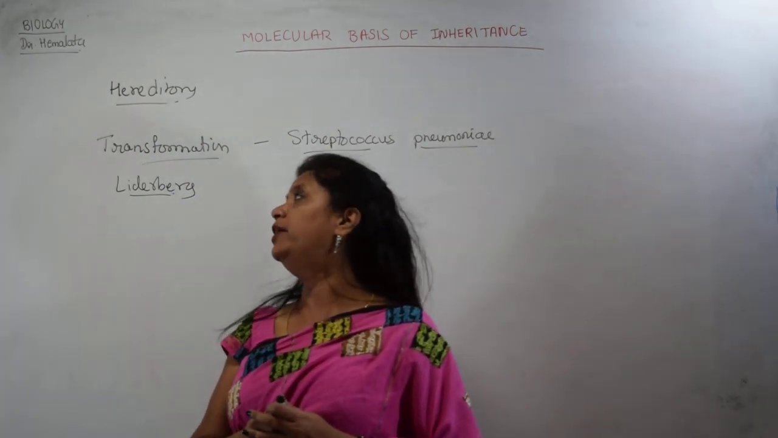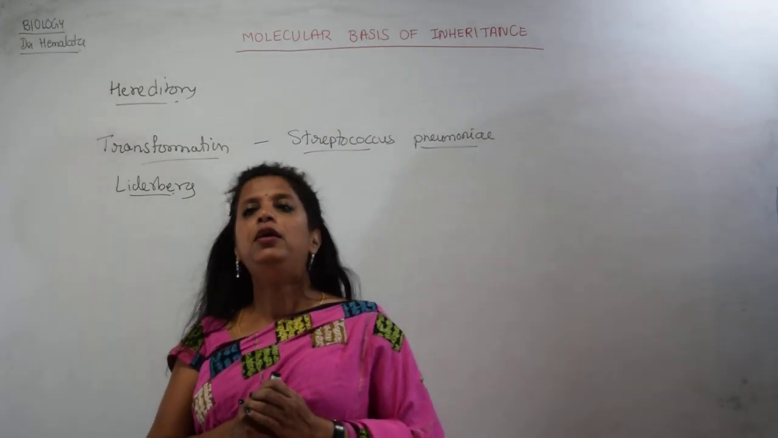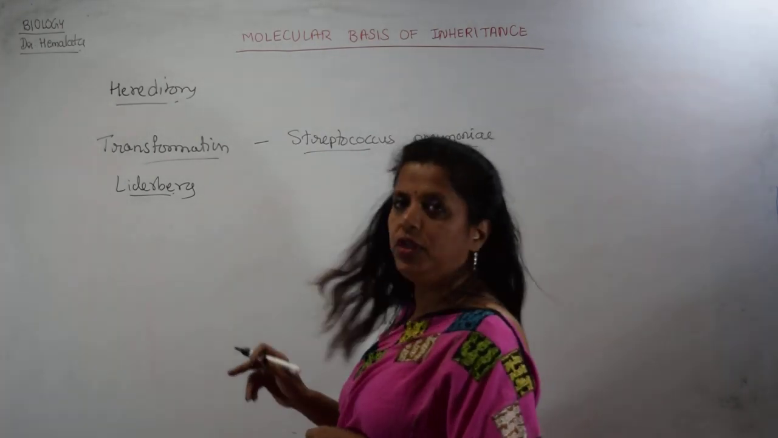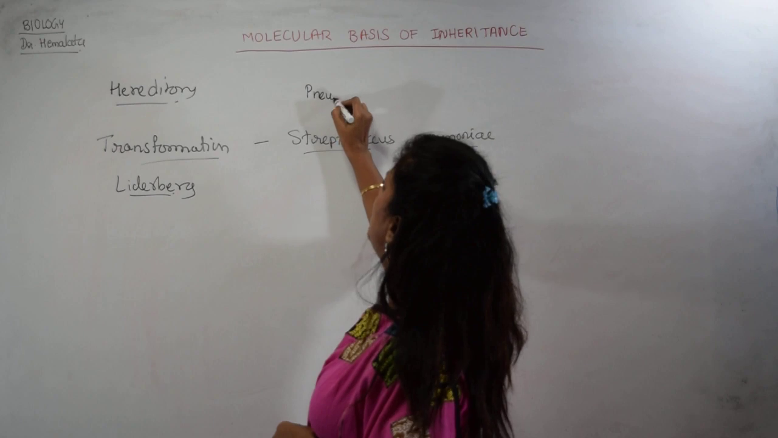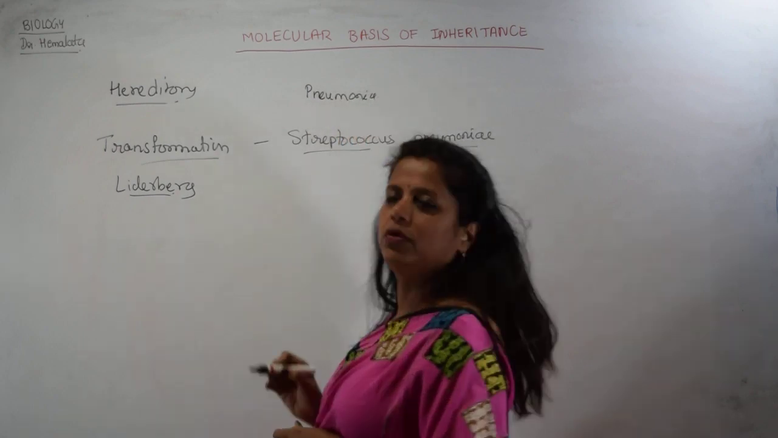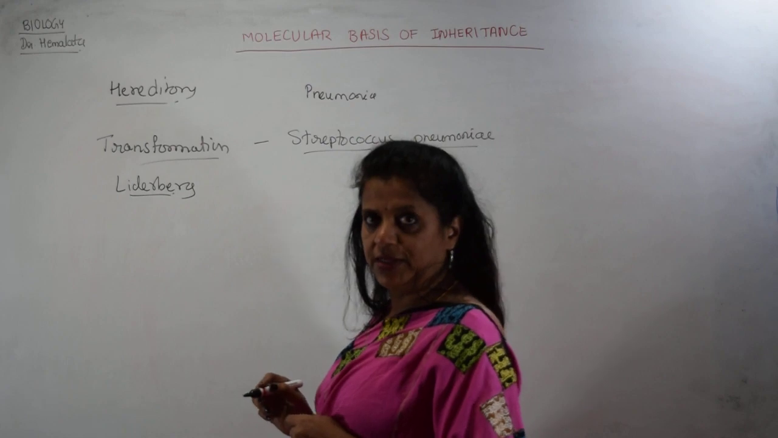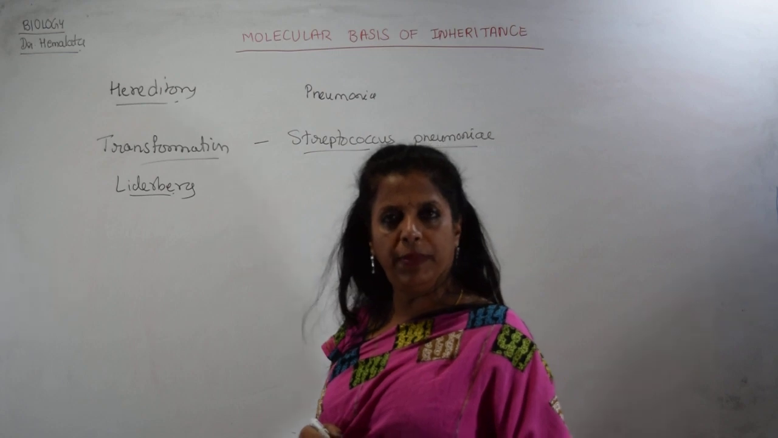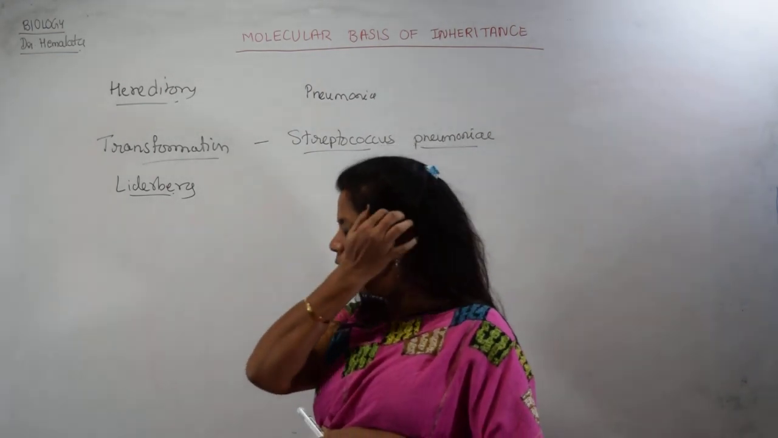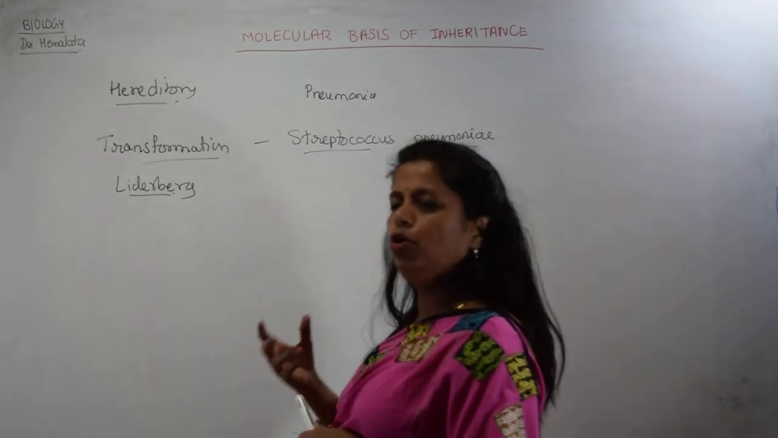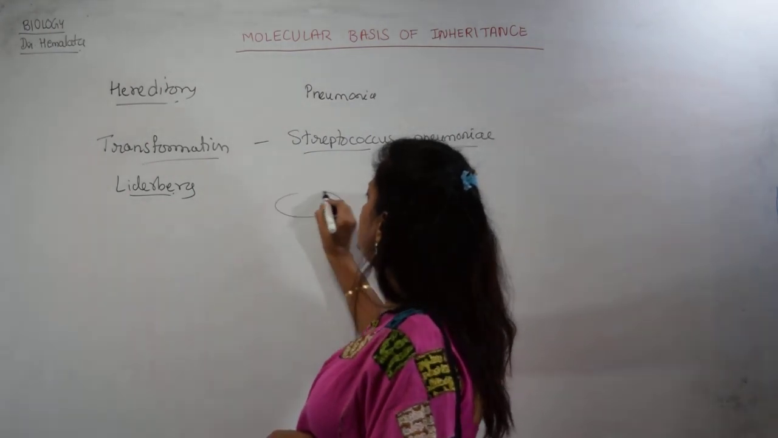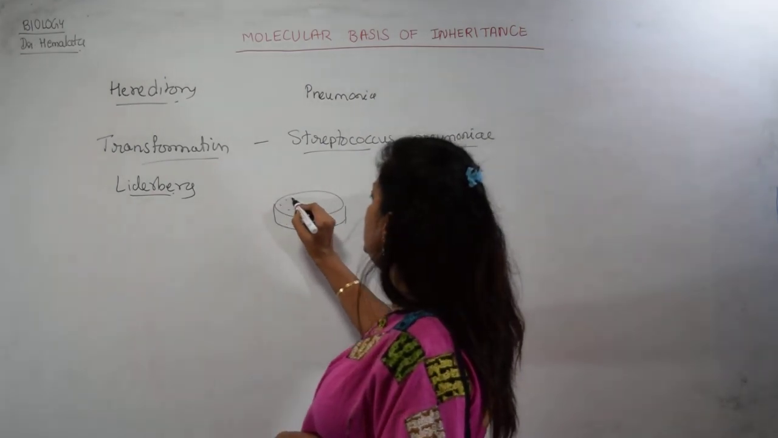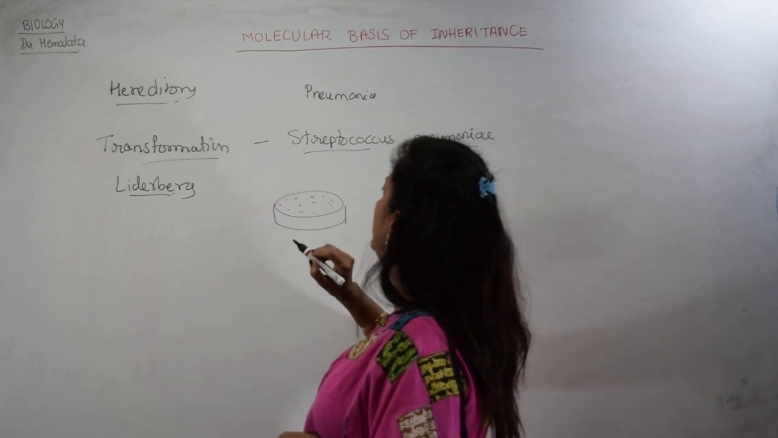So what he identified, let me give you his experiment. He was working with two strains of Streptococcus bacteria that cause pneumonia in mouse. Those two strains were plated on a Petri plate. How do you grow bacteria? I have to explain all that, otherwise you won't understand. Whenever you want to grow bacteria, you take small Petri dishes and put culture media in them and grow the bacteria there.